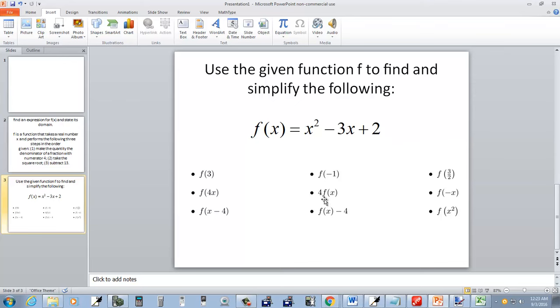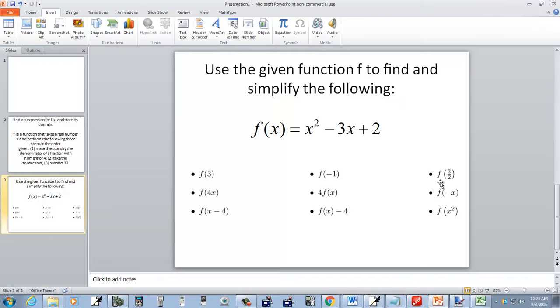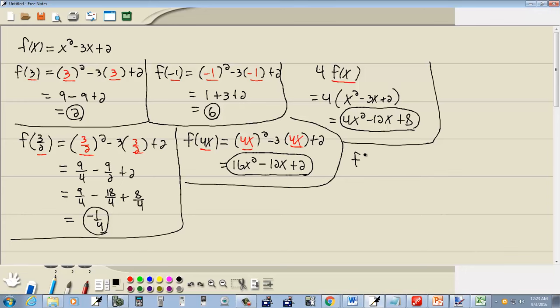Now this, which one am I on? 1, 2, 6, 1. F of negative x. Now again, this is evaluating the function, so we're going to go back to our original function. Everywhere we have an x, we'll put in parentheses. Everything else remains exactly as is. Now whatever's inside this parentheses is automatically what goes here and here. So I'll put negative x in there, and I'll put negative x in there.